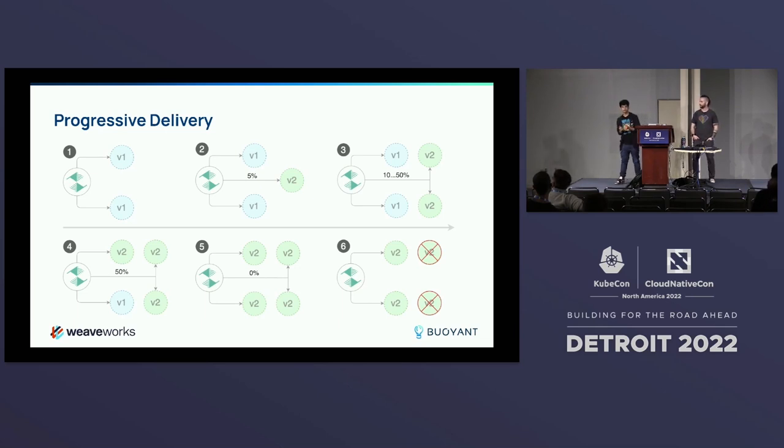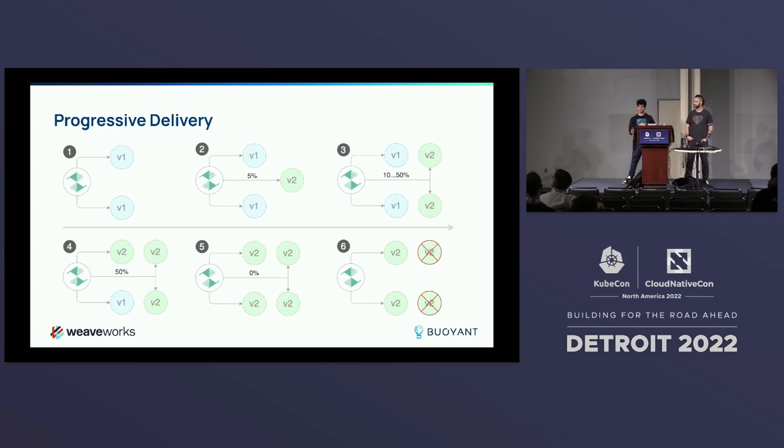So the problem that progressive delivery addresses is how do you make sure that your blast radius is as confined and as configurable as possible, right? And progressive delivery answers that using iterative steps in a progressive manner to make sure that your users have a better experience of your website.